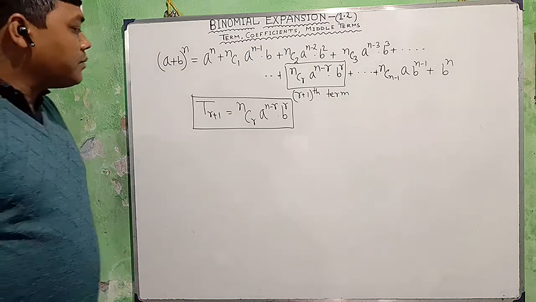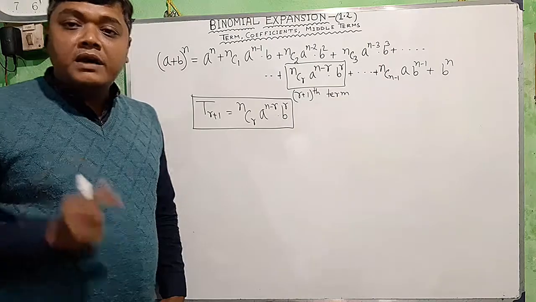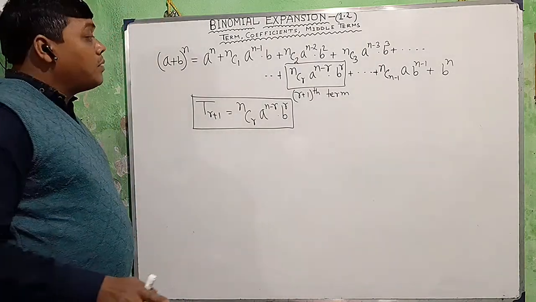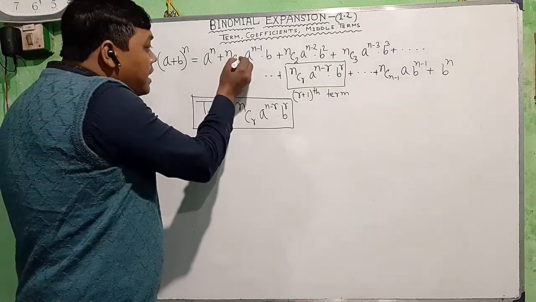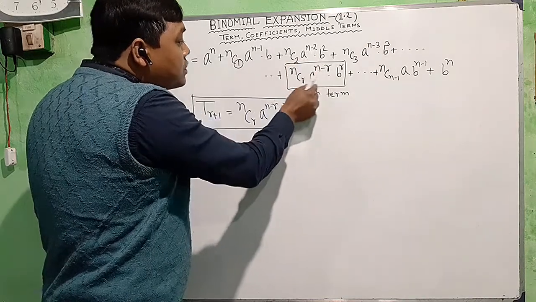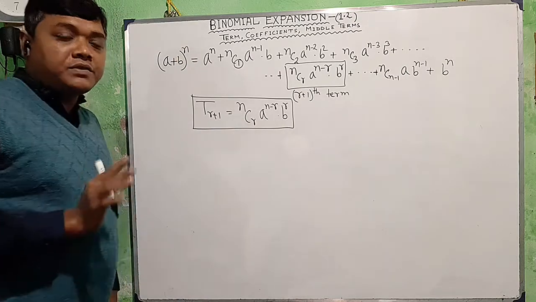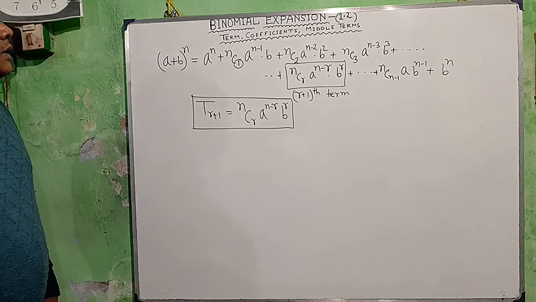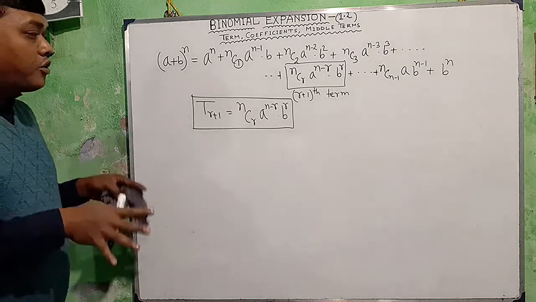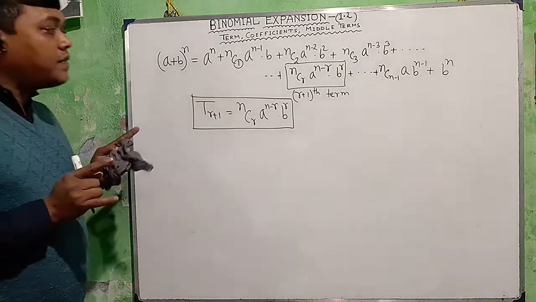So T(r plus 1) equals nCr a to the power n minus r into b to the power r. This is because when 1 is present here, this is the second term; when 2 is present, the third term; so when r is present, this is the (r plus 1)th term. In this part, we will discuss the coefficients and the terms.